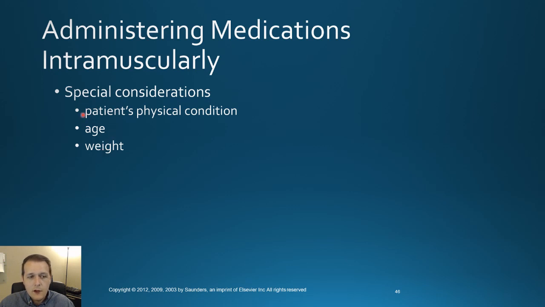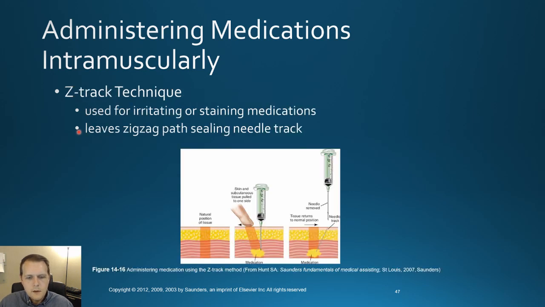If the very young patients, they may have not very good muscle function, and so you may find impaired absorption. A lot of different things may come into play here, and we'll learn those on a case-by-case basis. Sometimes what you'll do for intramuscular medications, especially if you want to make sure that maybe a staining or an irritating medication stays within the muscle, is what we call the Z-track technique, where basically here's the natural orientation of the tissue. By using your fingers, you can pull the tissue to one side.